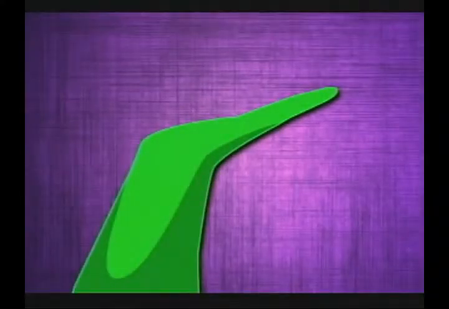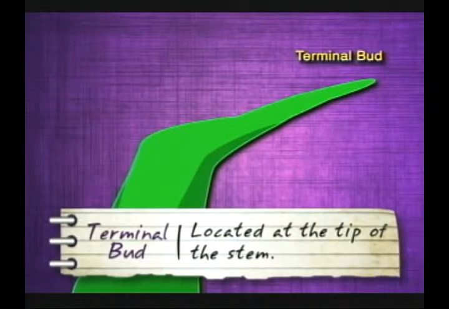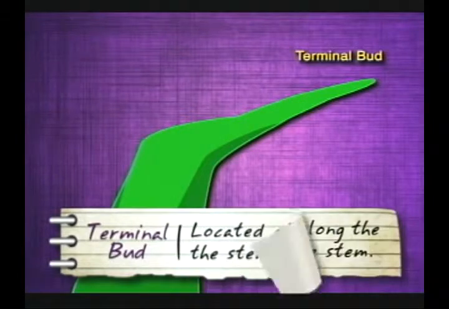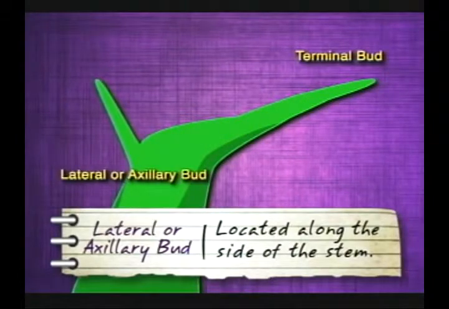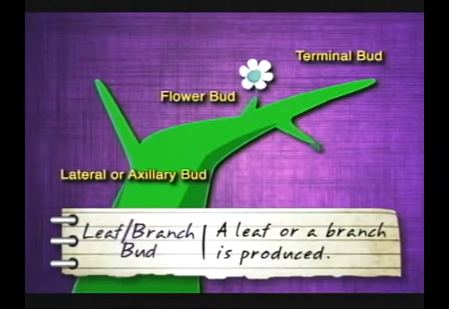Buds may be classified as follows. Terminal bud if it is located at the tip of the stem. Lateral or axillary bud if it is located along the side of the stem. Flower bud if it produces a flower. And leaf or branch bud if a leaf or a branch is produced.